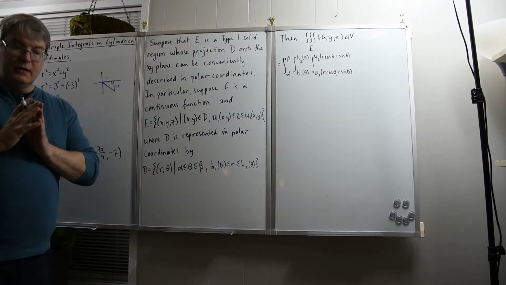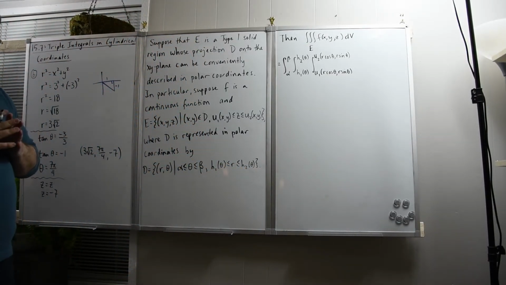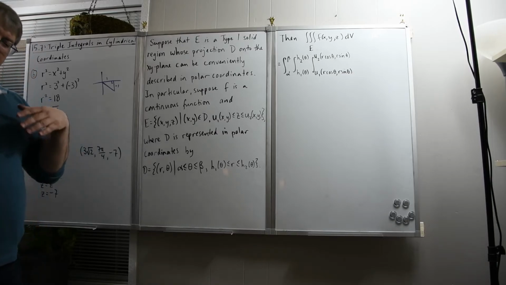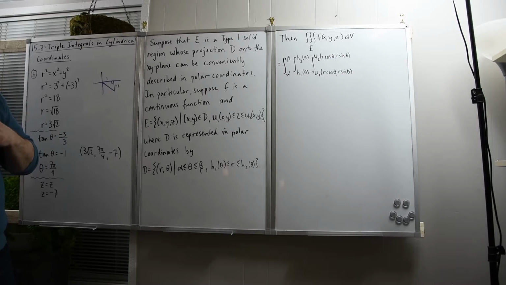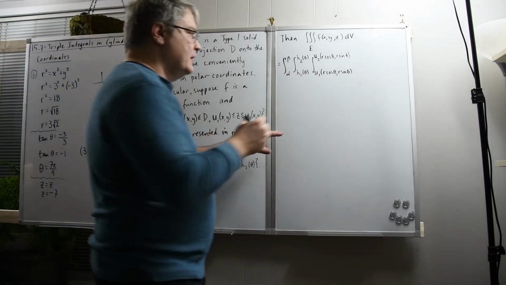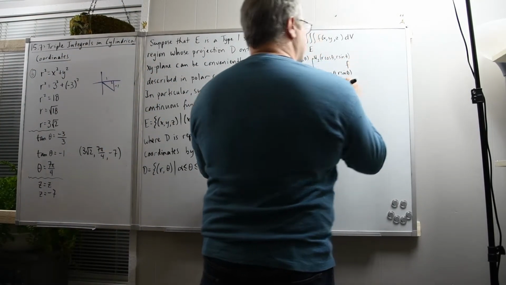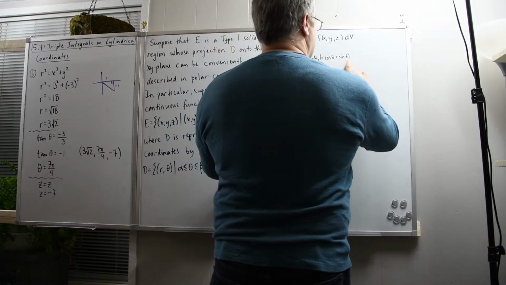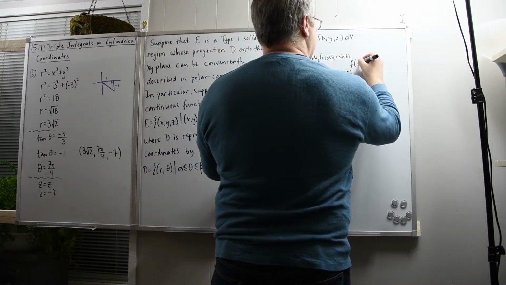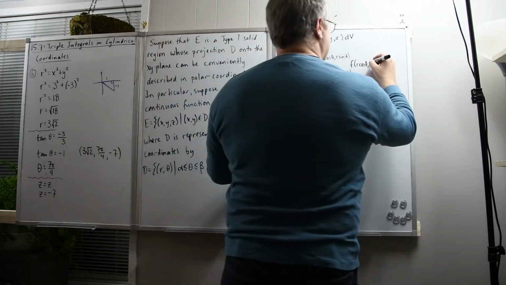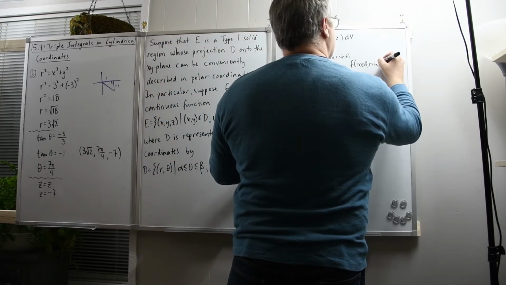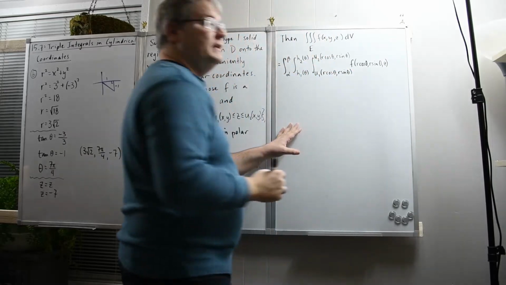Now, the function that we're integrating is f of x, y, z, but again, we're wanting to represent this in terms of r, theta, and z. So instead of x, we would have r cosine theta. For y, we'd have r sine theta. And z is still sitting there.